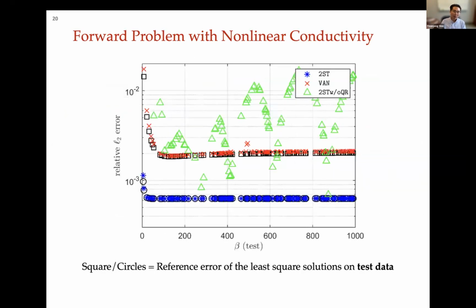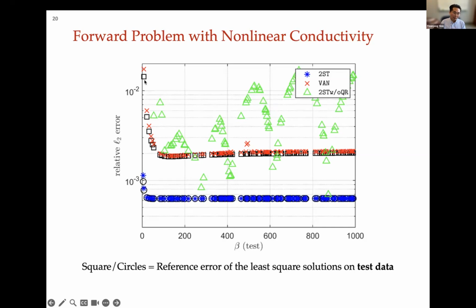Here I show you the relative L2 error on 1,000 unseen test cases. The blue shows the relative L2 error by the two-step training method, and the red is the result of the standard monolithic training method. And the green is the two-step, but without QR factorization. So this clearly demonstrates the importance of using QR factorization after training the trunk network.